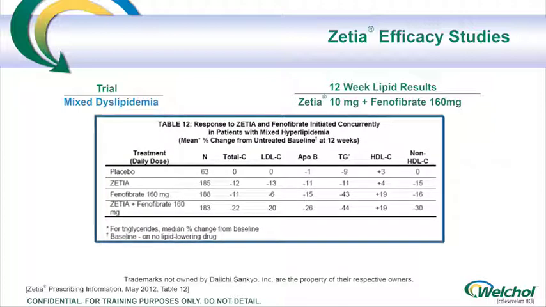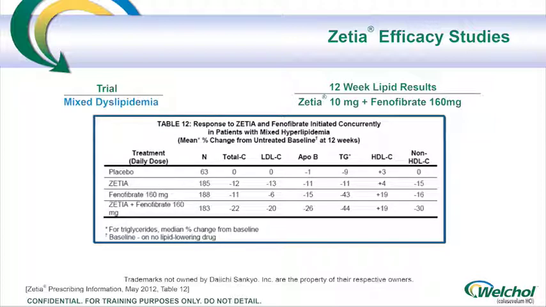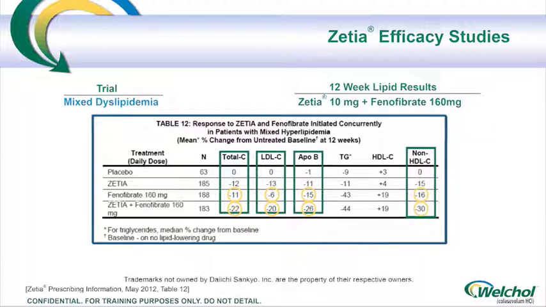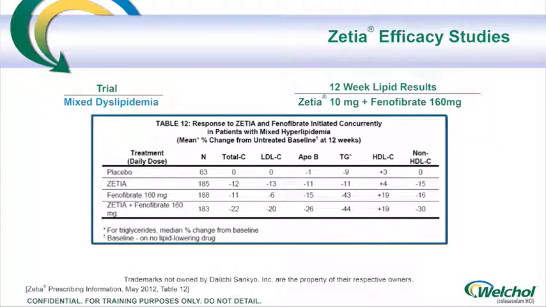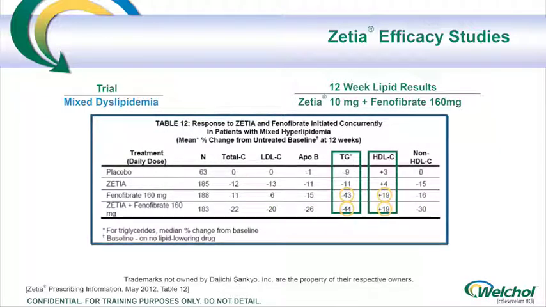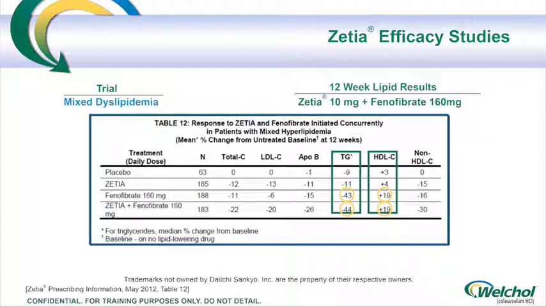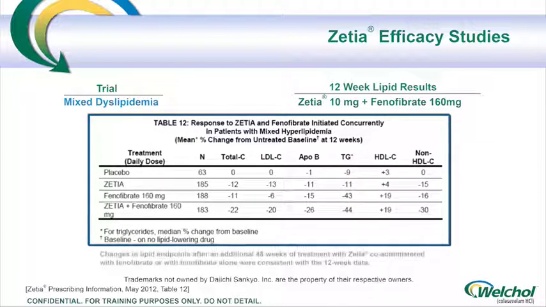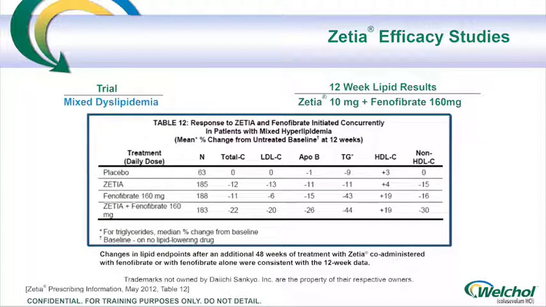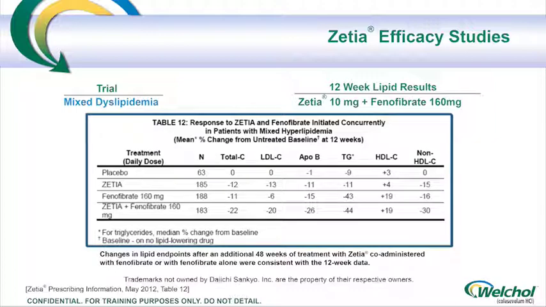Zetia, co-administered with fenofibrate, significantly lowered total C, LDL-C, ApoB, and non-HDL-C compared to fenofibrate administered alone. The percent decrease in triglycerides and percent increase in HDL-C for Zetia co-administered with fenofibrate were comparable to those for fenofibrate administered alone. The changes in lipid endpoints after an additional 48 weeks of treatment with Zetia co-administered with fenofibrate or with fenofibrate alone were consistent with the 12-week data displayed.